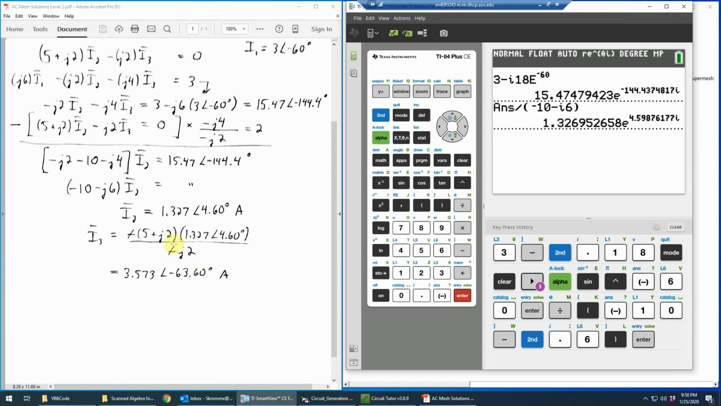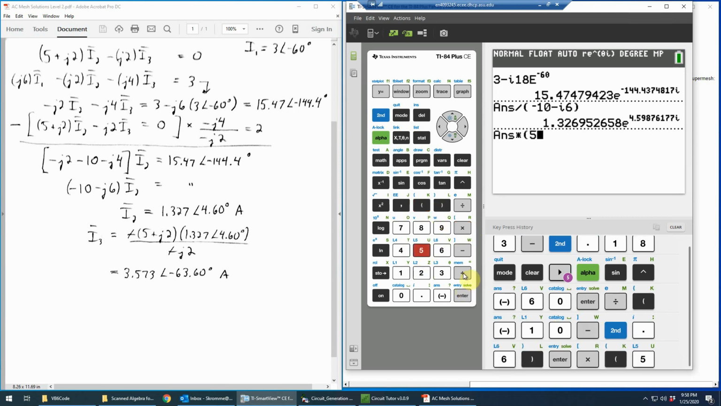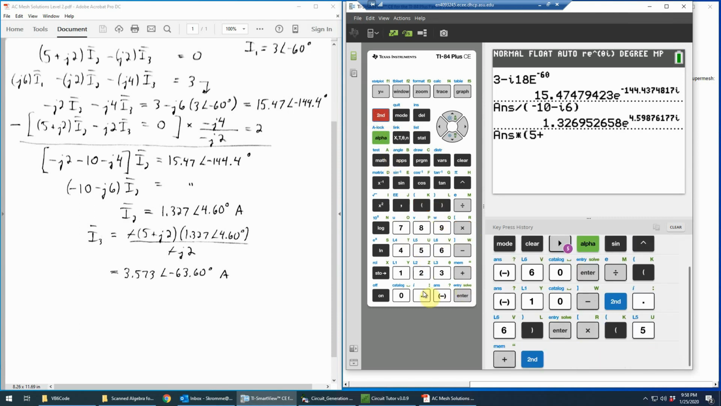And again, we can just enter that on the calculator. And in this case, I guess I could just do that quickly. That would be times that quantity 5 plus J2. Again, close parentheses. Once again, we must use parentheses.